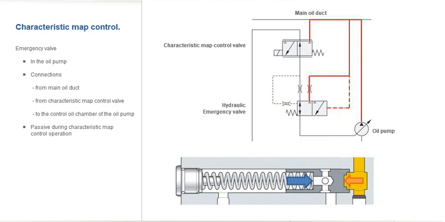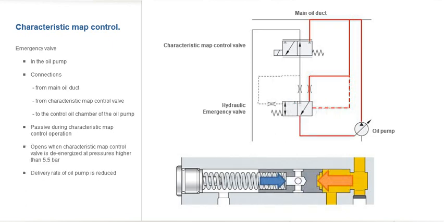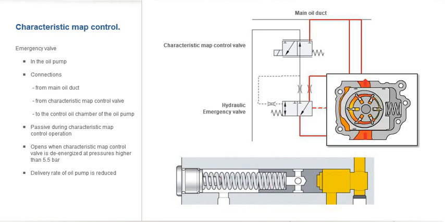If the characteristic map control valve is de-energized, only the pressure from the main oil duct acts on the piston. If the pressure in the main oil duct reaches 5.5 bar, the piston is pushed back and the duct leading to the control oil chamber opens. This pressure is also sufficient to displace the pendulum slide towards the center.